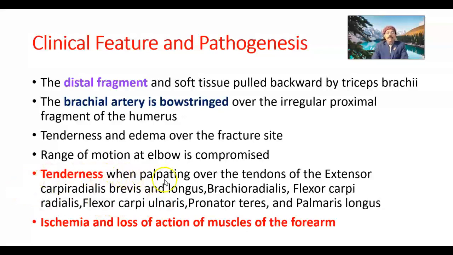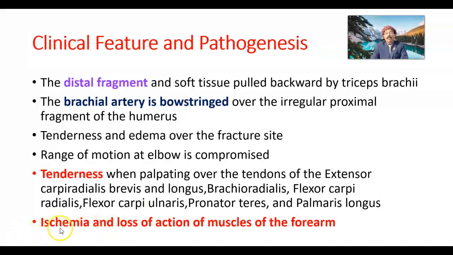So if there is damage to the nerve and there is fracture and there is edema at the site of injury, ecchymosis, we may have tenderness over the tendons of the muscles, like extensor carpi radialis brevis and longus, brachioradialis tendon, flexor carpi radialis, flexor carpi ulnaris, pronator teres, palmaris longus. All the tendons may have tenderness because of the fracture site, tissue damage, swelling, edema, and ecchymosis.